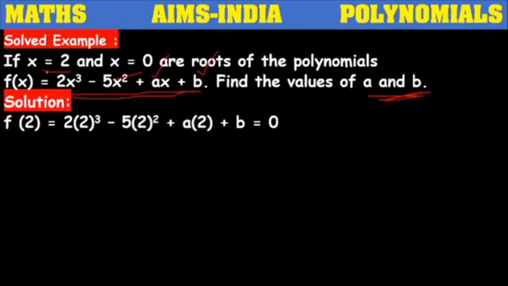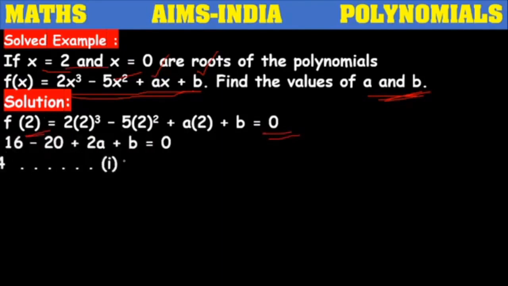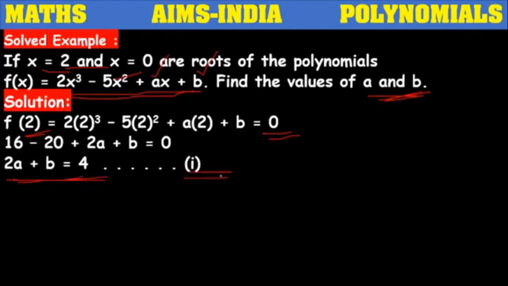They have given that 2 is a root of the polynomial. So in the place of x, if we keep 2, the polynomial value will become 0. Everywhere we have to keep 2. After simplification, what do we get? 2a plus b equal to 4. Let it be the first equation.